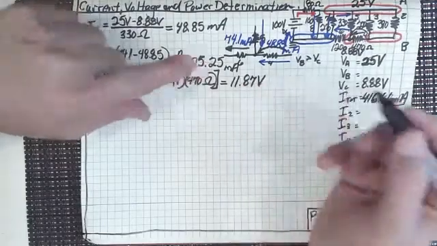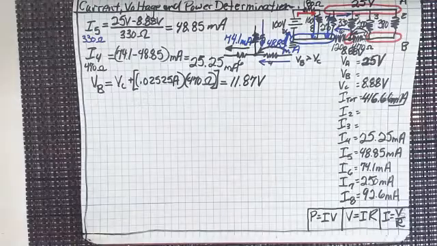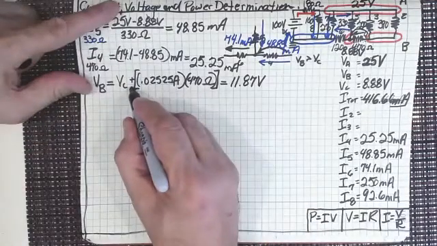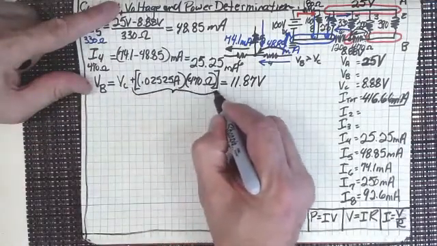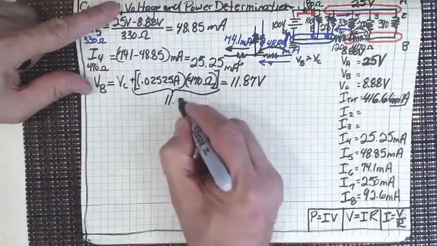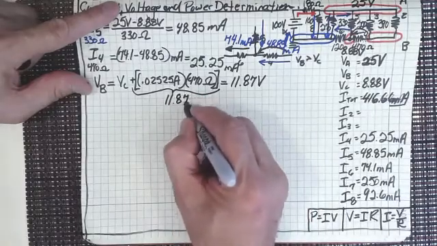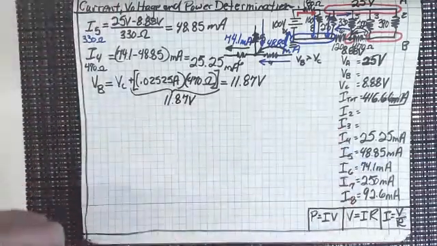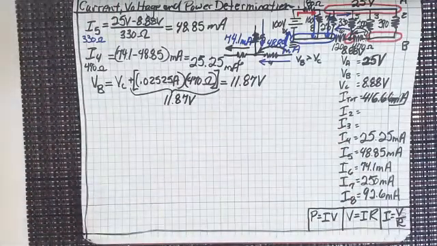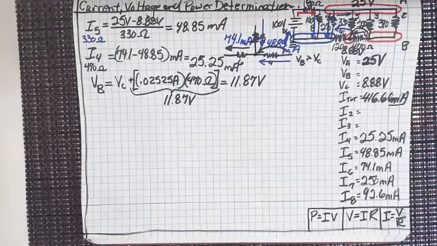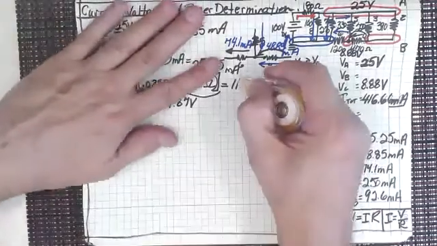11.87 volts. Oh, excuse me, I put that in the wrong place. Let's put that down here. 11.87 volts. So we know what V sub C is. That's 8.88.